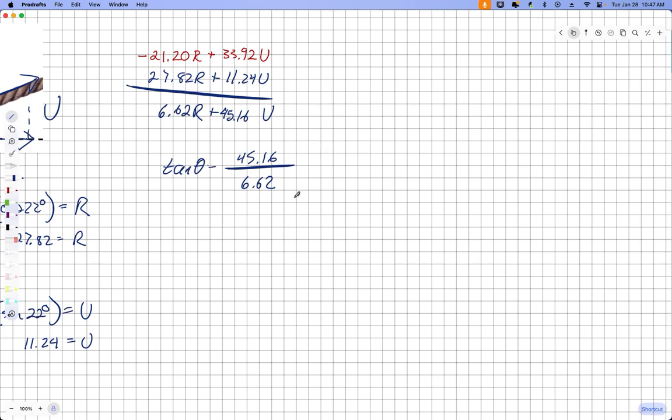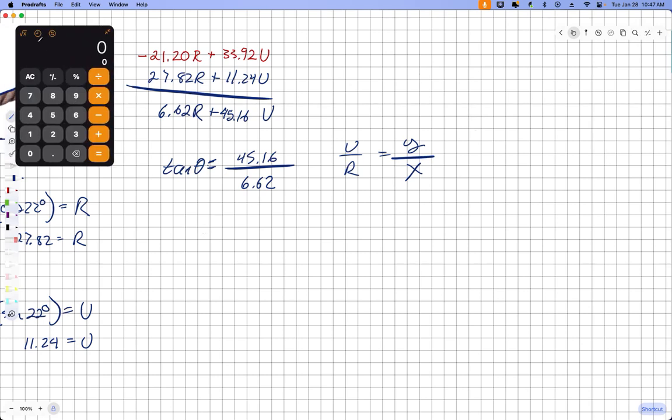Y over x, or the u over r is equal to y over x. That's how you find tan of theta. And you're going to have to use your inverse function to do that. So let's pull up our calculator.